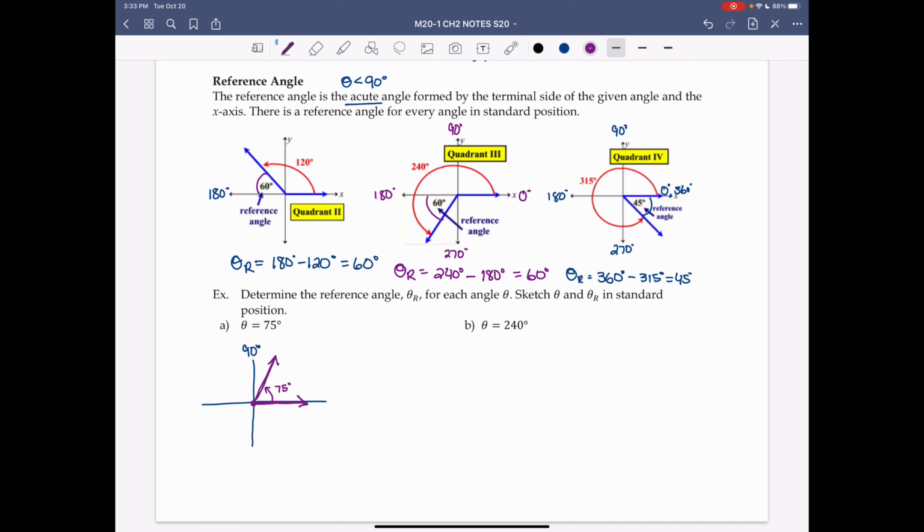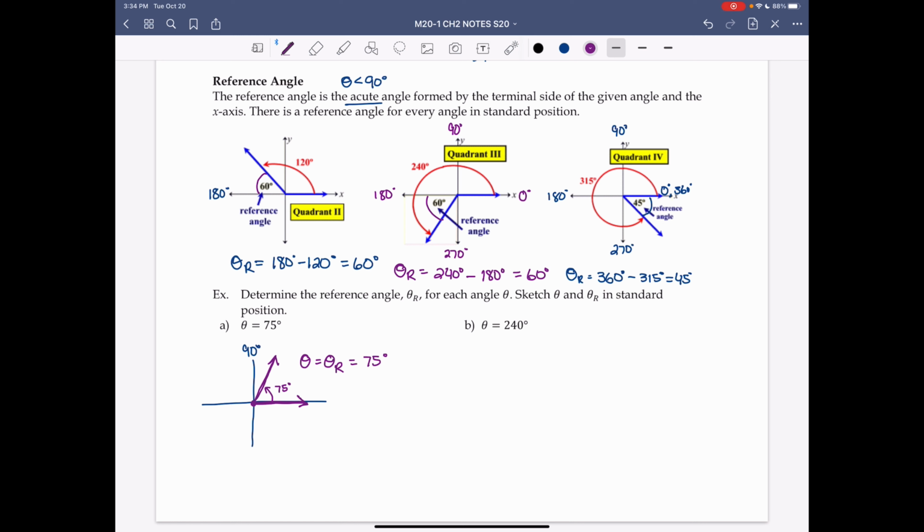When we have angles in standard position with terminal arms in quadrant 1, if the angle we're given is acute, so less than 90, then that angle is also equivalent to the reference angle. So in this case, theta equals theta r, which equals 75 degrees. Remember, a reference angle is the acute angle created by the terminal arm and the x-axis, which in this case is the same as theta, which is 75.